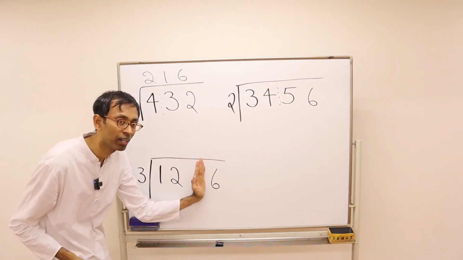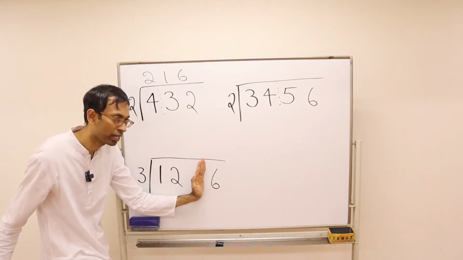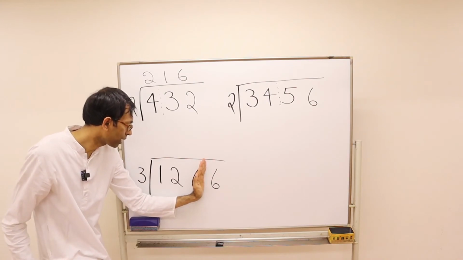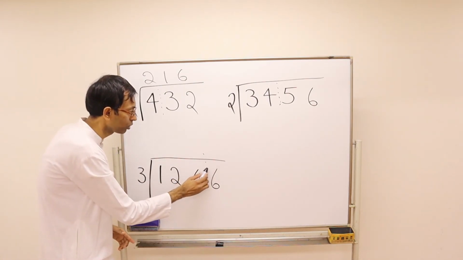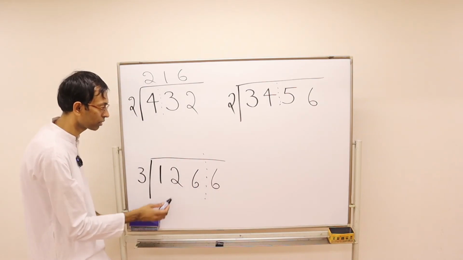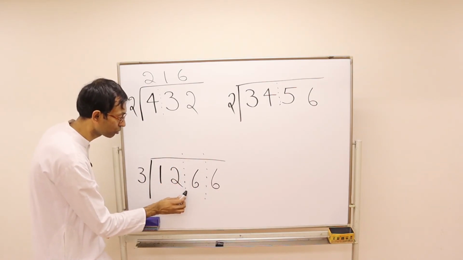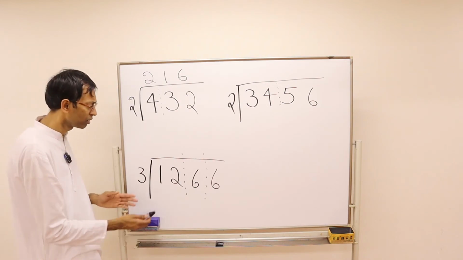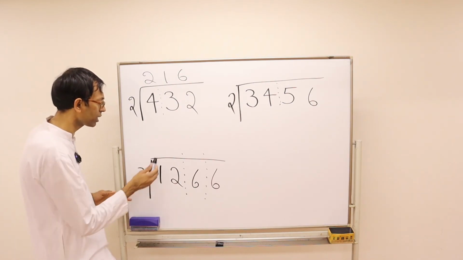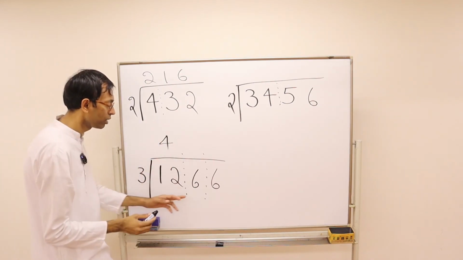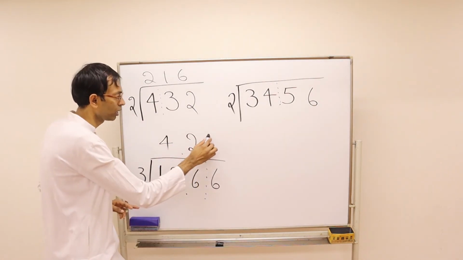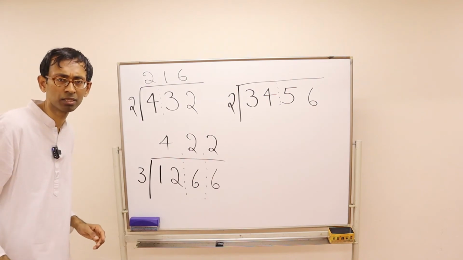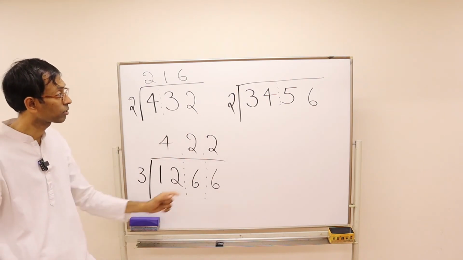Can you split here? Okay, 6 is divisible by 3. Is 126 divisible by 3? Yes. Okay, so you can split here. In fact, you can split this into 3 parts, right? So 12 divided by 3 is 4. 6 divided by 3 is 2. 6 divided by 3 is 2. As simple as this. Did you get the answer for this?